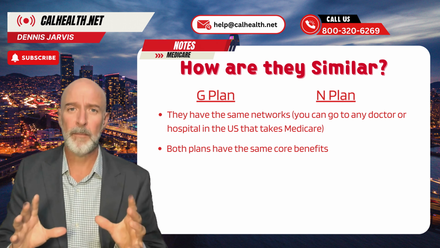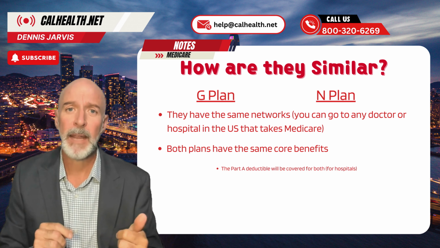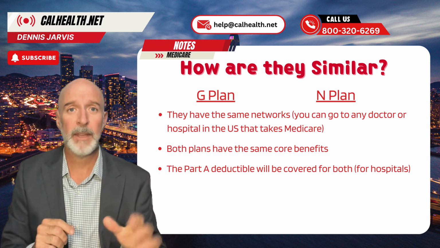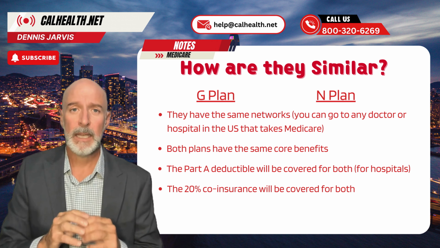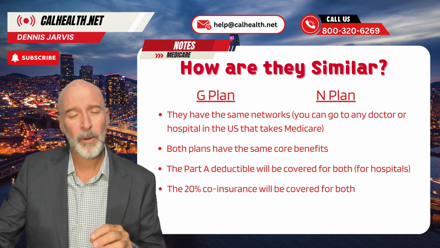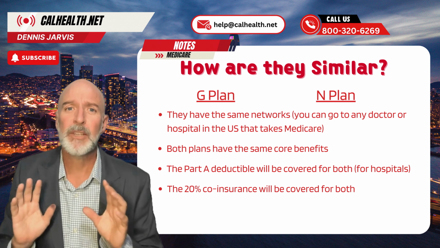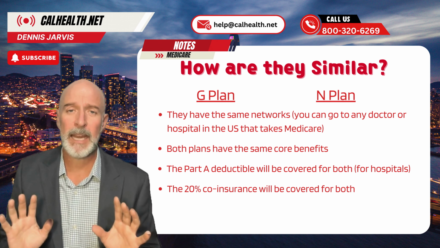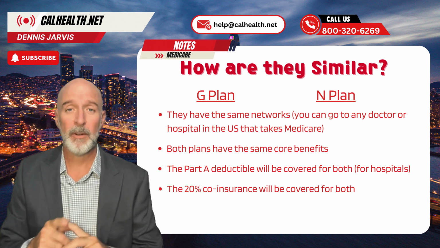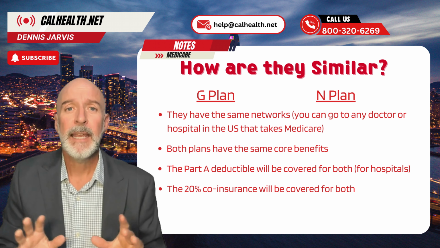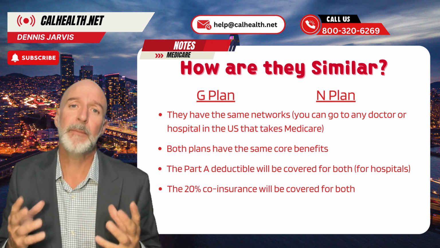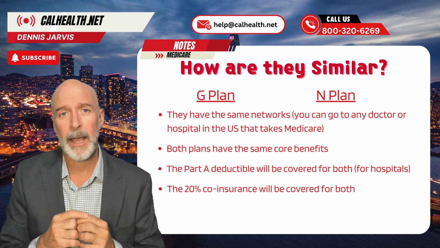Also, a lot of the core benefits are going to be the same. The Part A deductible is going to be covered with either. That's for hospitals. The 20% coinsurance is going to be covered, and we know from prior videos that 20% is a real risk to only having Medicare by itself. That's going to be covered for both the N and G plan at 100% right away. That then begs the question, what's different between the N and G plan? Let's go there now.